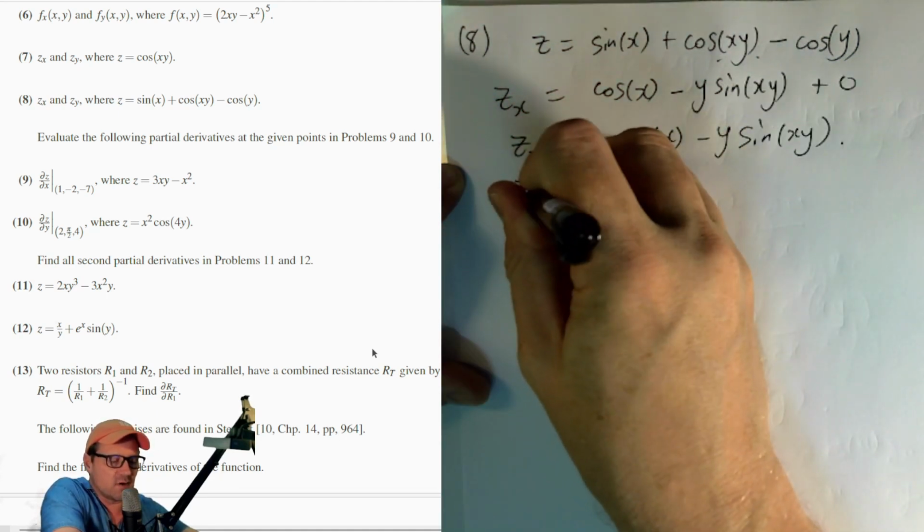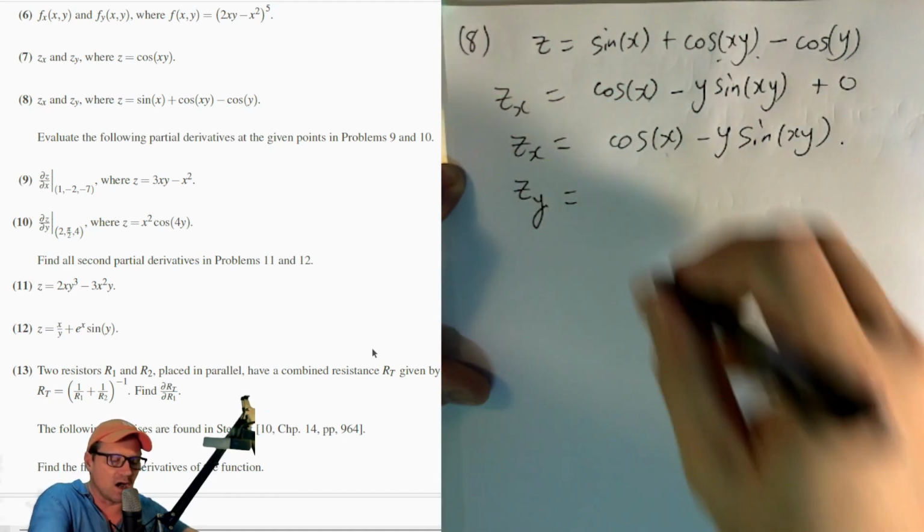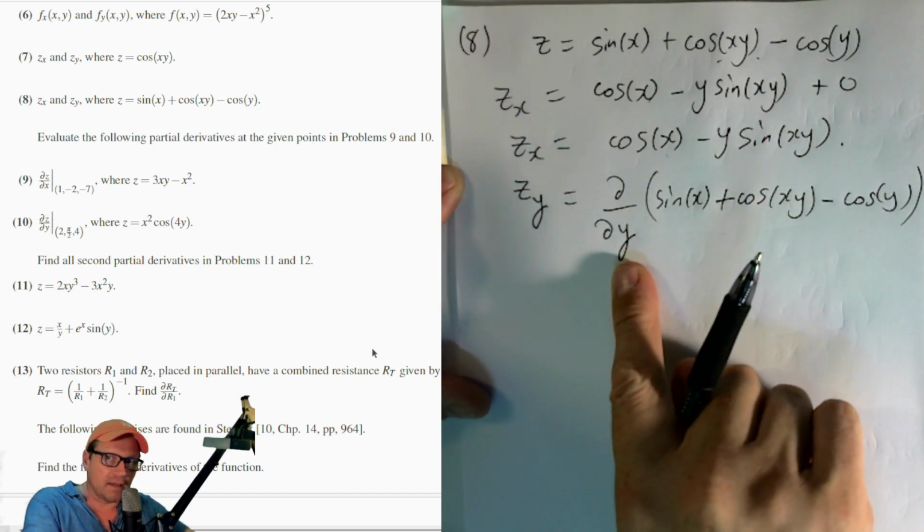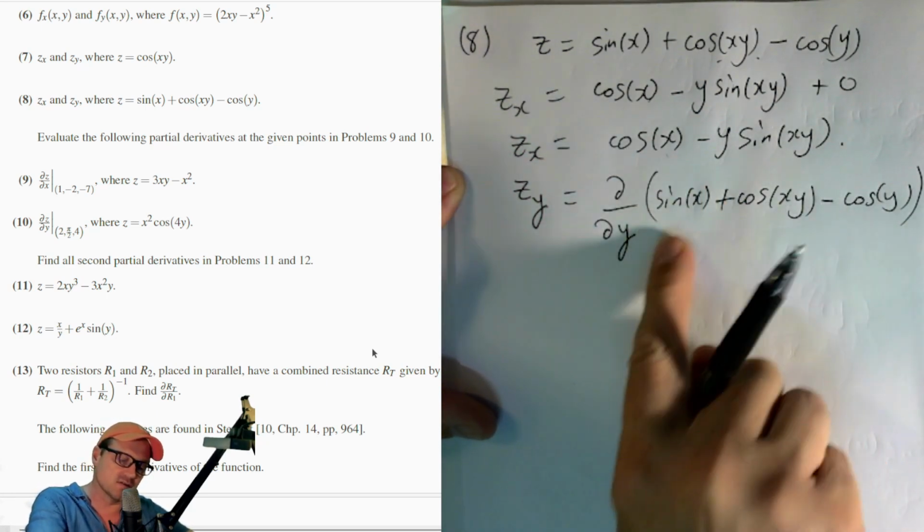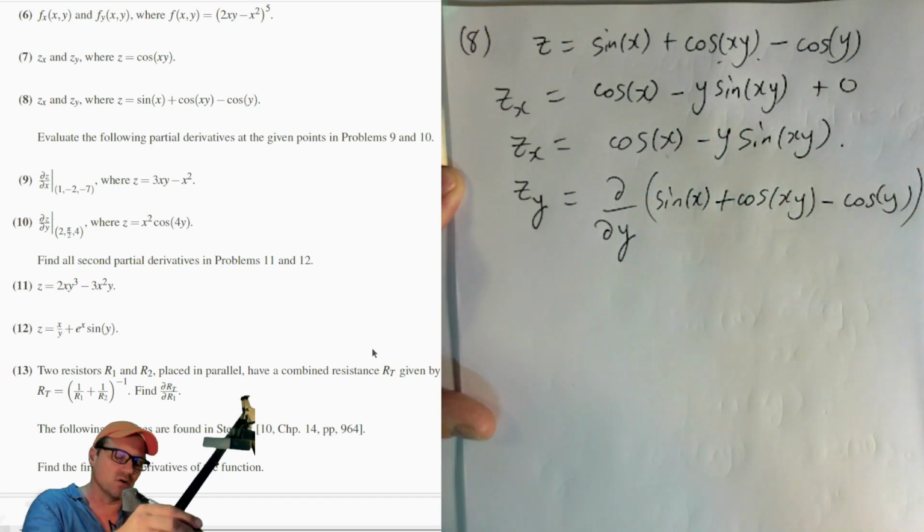And so z subscript x is cos of x minus y sine of x times y. Okay, so differentiating this with respect to y. Now, x is not y, so we can treat x as a constant, so this derivative with respect to y is 0. We have 0.